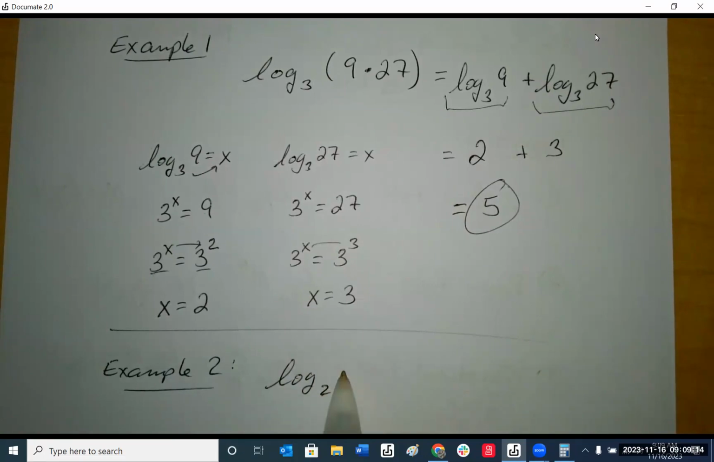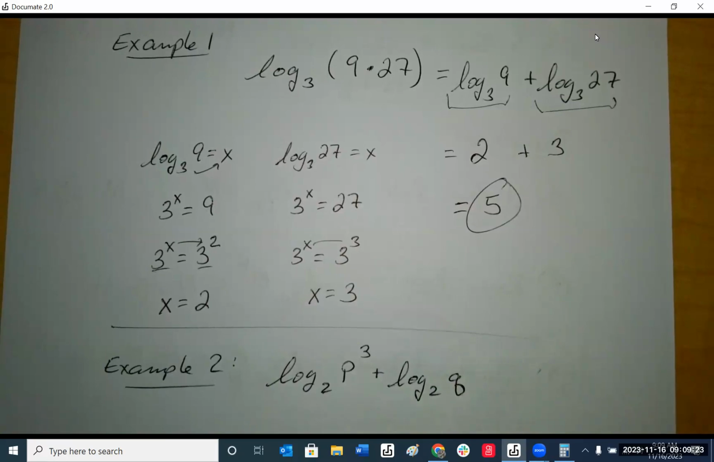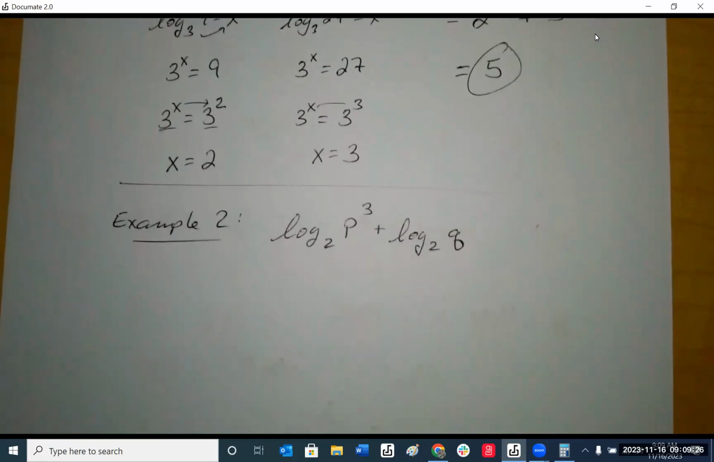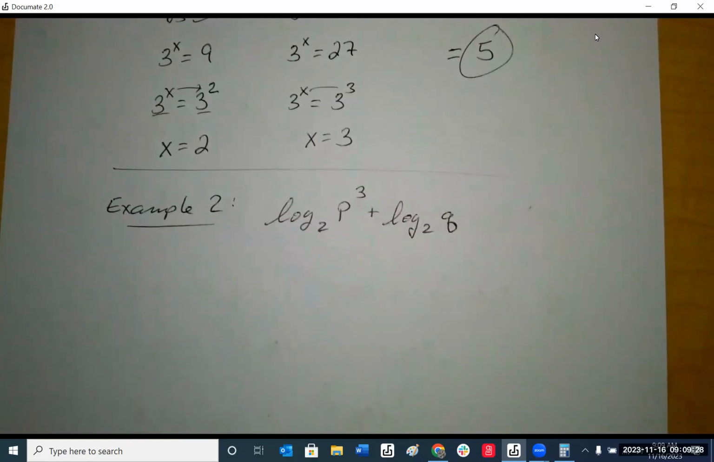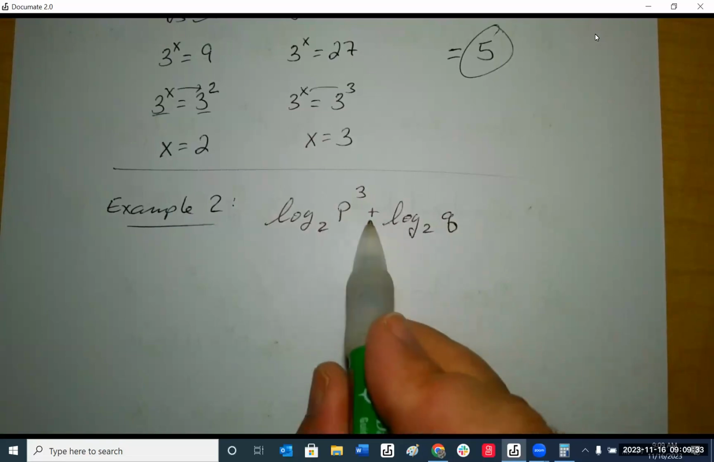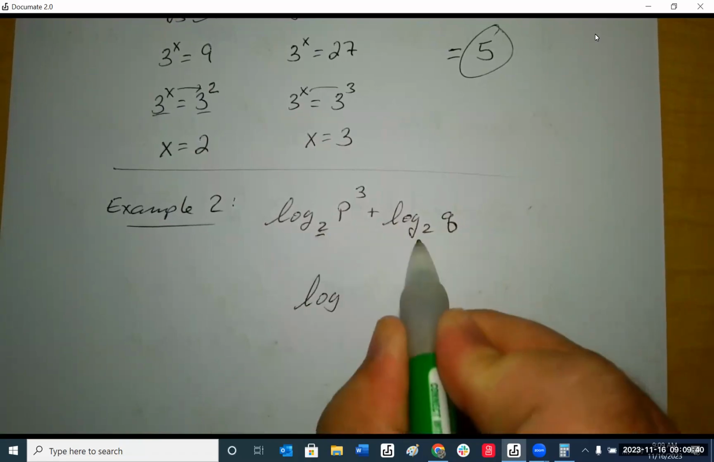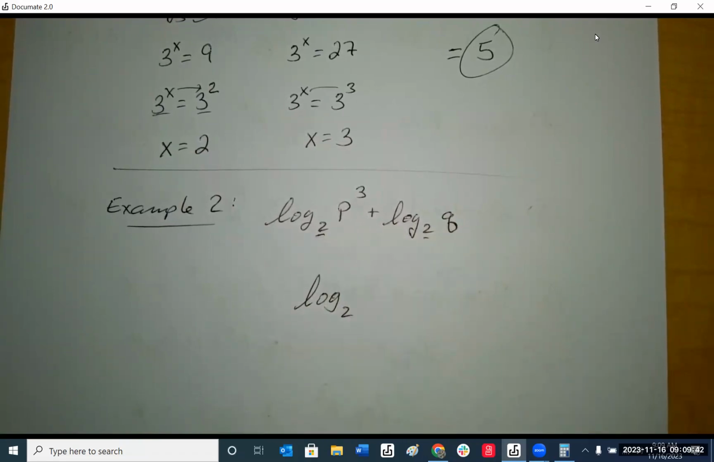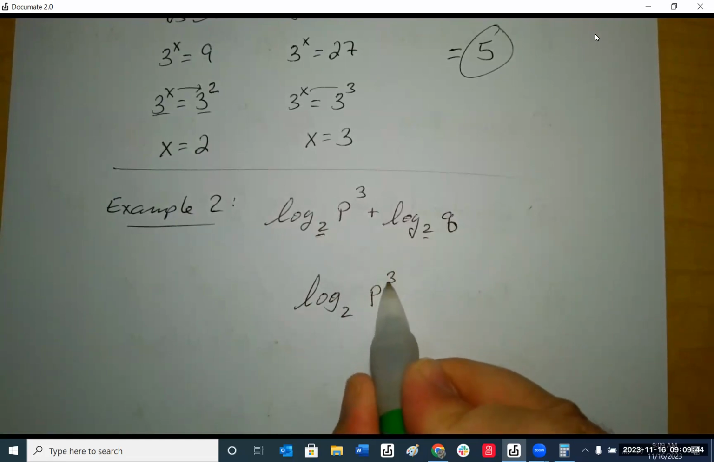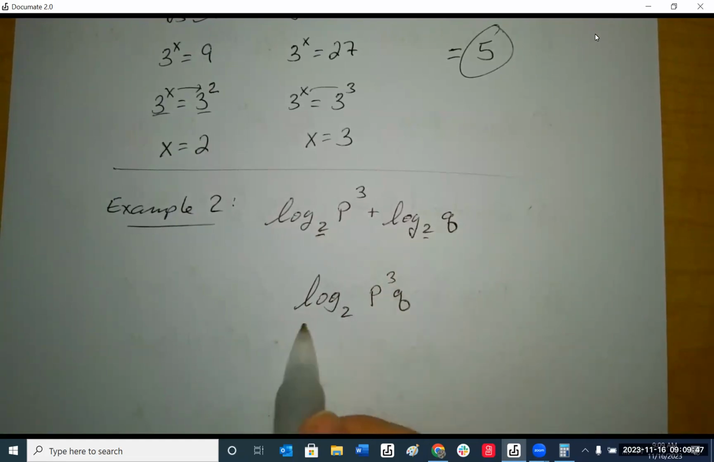Log base 2 of p to the third plus log base 2 of q. Express as a single logarithm. So what do we do if we have a plus? Multiply them. Since they both have log base 2, good. So then we take p to the third times q, and there's your answer.